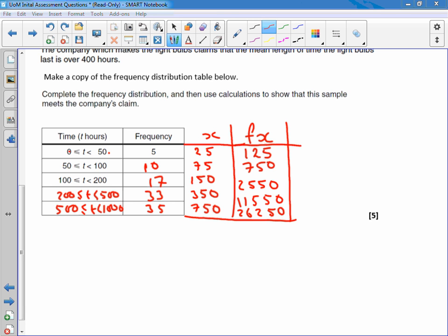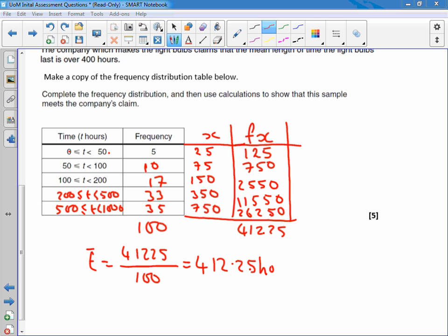So next up, I need to work out two things. I need to work out the total frequency. Well, we're told there's 100 light bulbs. And then I need to work out the total length that they ran for. So I do that by simply adding all my fx's together. So if I add those together, I end up with 41,225. So my mean, which I will call t bar, is going to be 41,225 divided by 100, which is 412.25 hours.